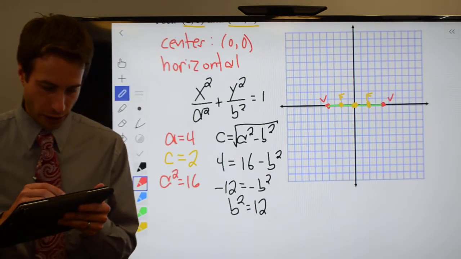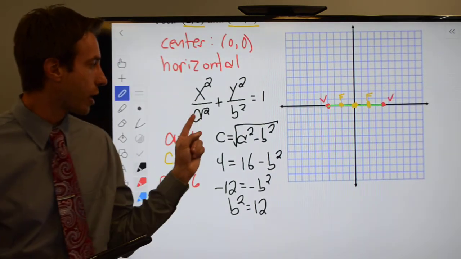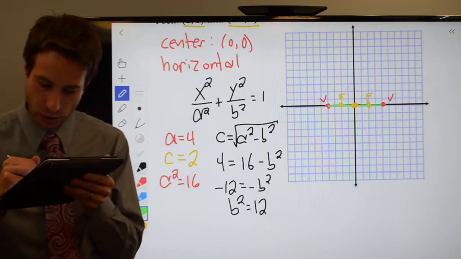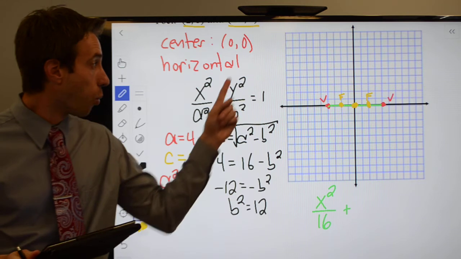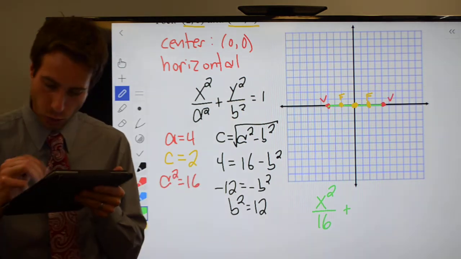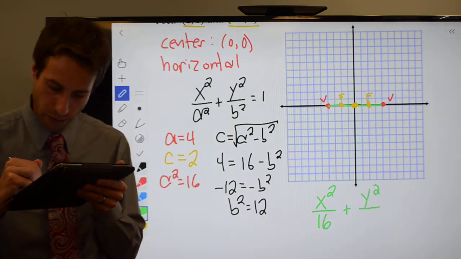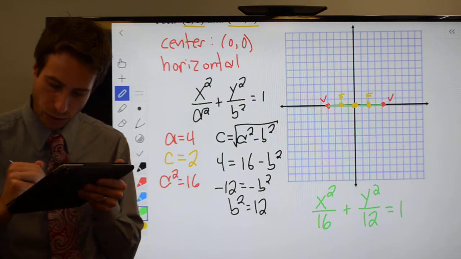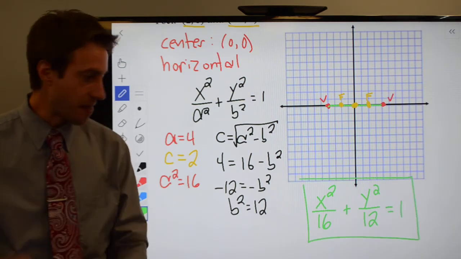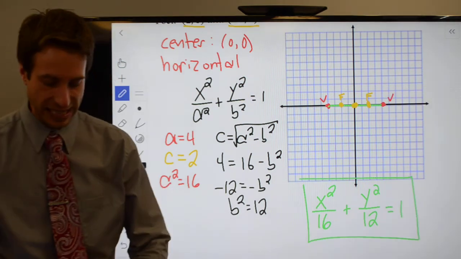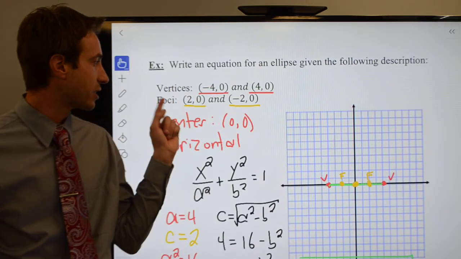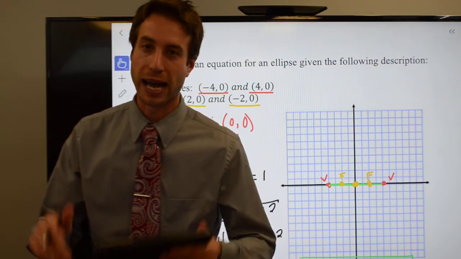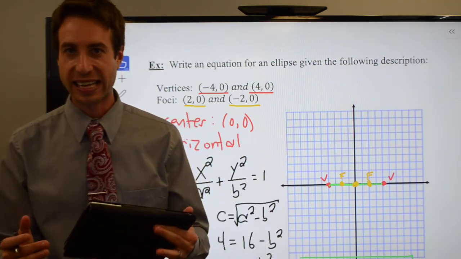We'll go ahead and write our equation. Again, it is x squared over A squared, so that'll be x squared over 16 plus y squared over B squared, and B squared is 12, so y squared over 12 is all equal to 1. And that is the equation for the ellipse represented by the information I gave you based on those vertices and that foci.